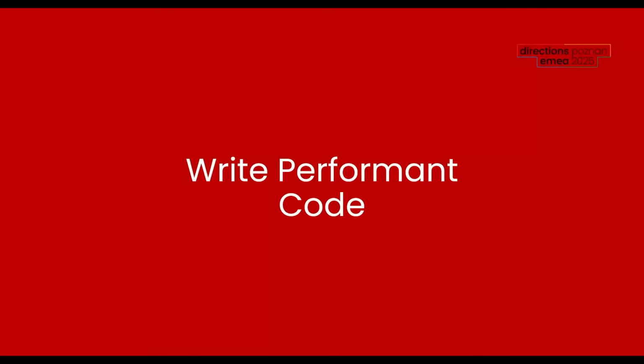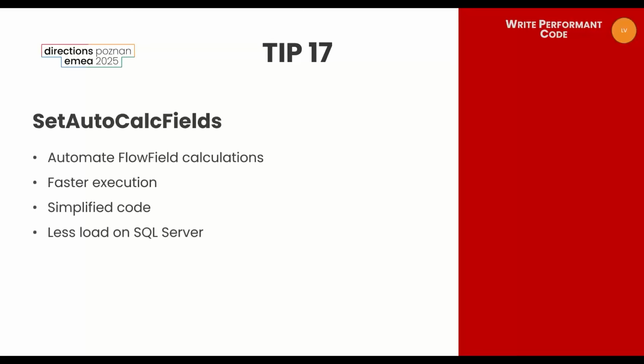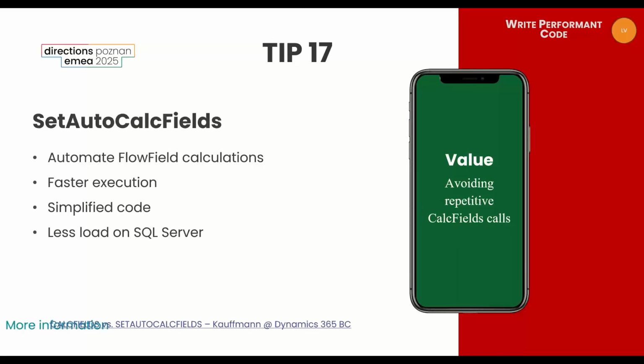The next category is about writing performant code, and I think that the first tip is from Luke. Yeah, tip 17, use SetAutoCalcFields. We do have calc fields, and SetAutoCalcFields make use of the right one. SetAutoCalcFields is meant to be set up before you query the database, so it's joined into one big query. And of course, it's about repetitive calls to records like a find set, repeat until next.